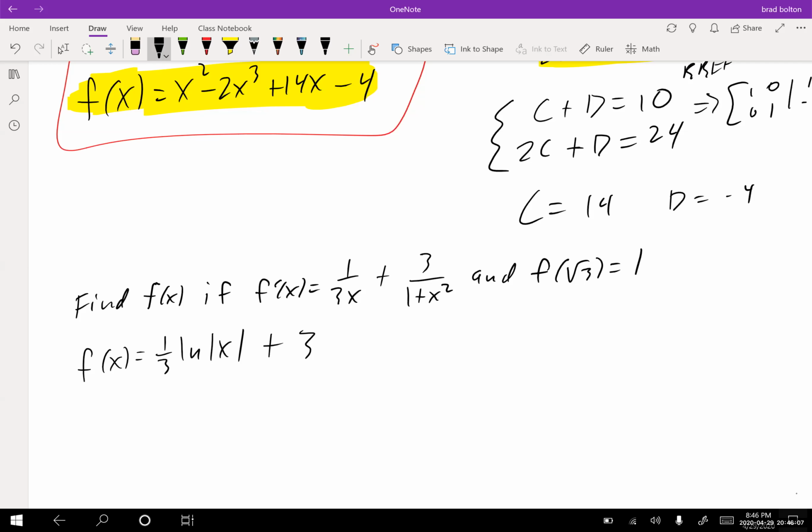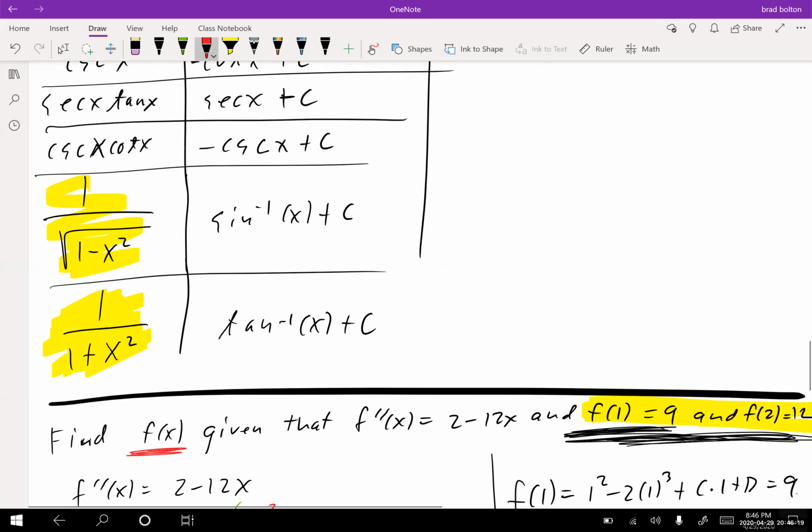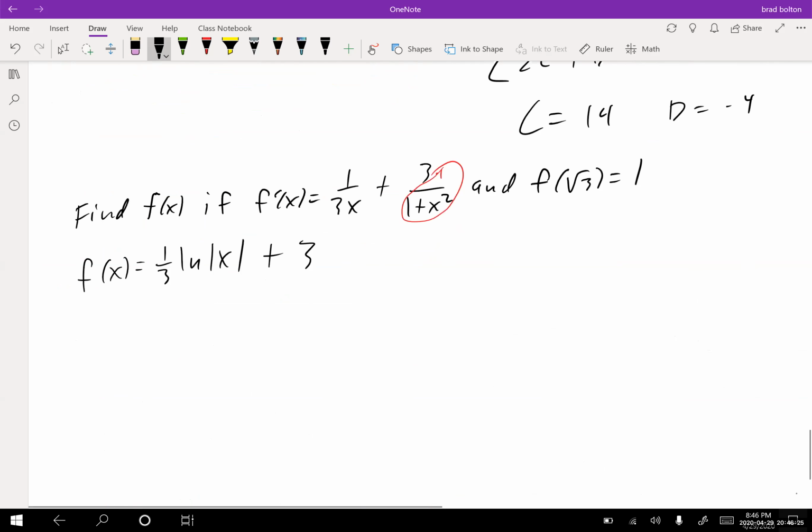Now, what's the antiderivative of 1 over 1 plus x squared? Wouldn't that be 1 plus x squared in the denominator with a 1 on top? So if we go over here, that's this, right? That's the arctan, or tan inverse. So we're going to go over here and we're going to say 3 times tan inverse of x, and then we're going to say plus c.